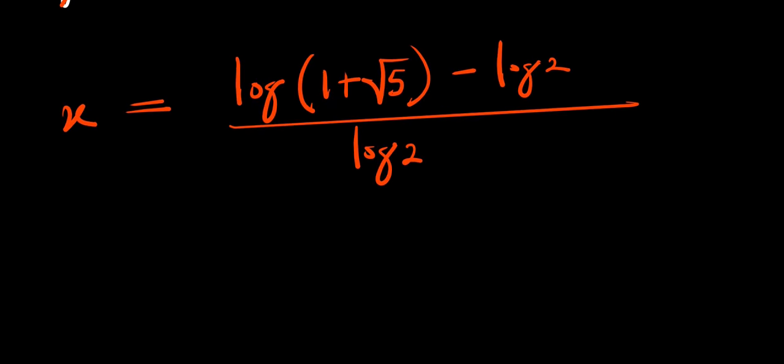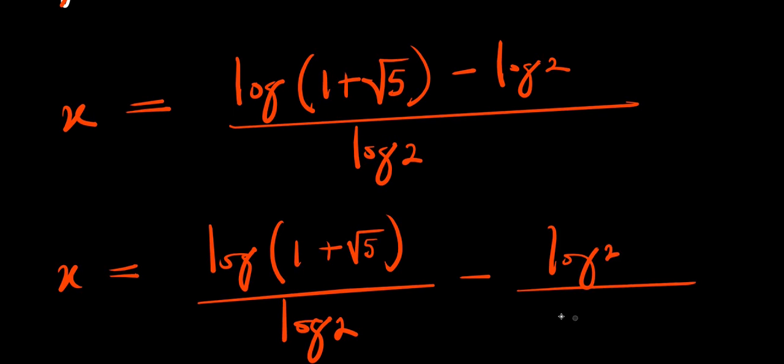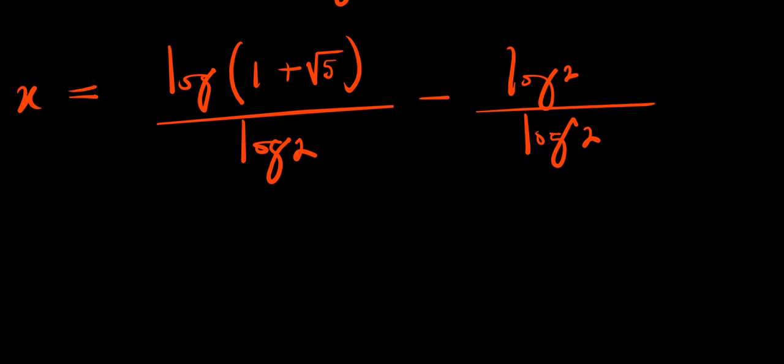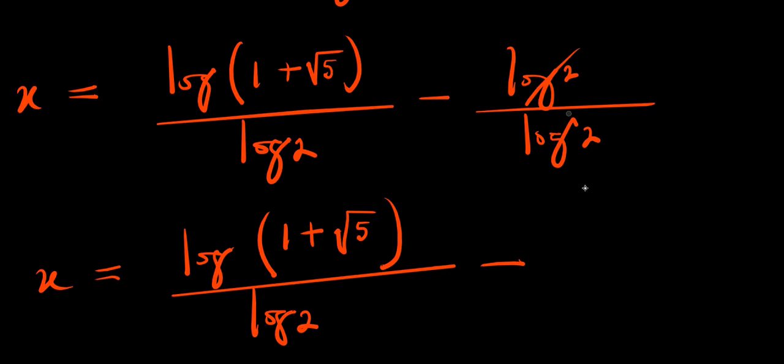So we can also have x equals log of 1 plus root 5 divided by log 2, minus log 2 divided by log 2. So from here, we have x equals log of 1 plus root 5 divided by log 2, minus this, eliminate this, we have 1.